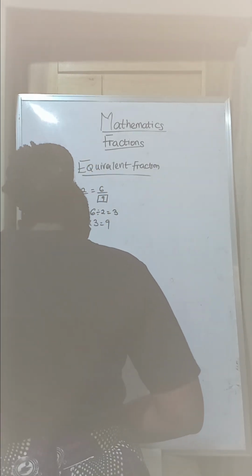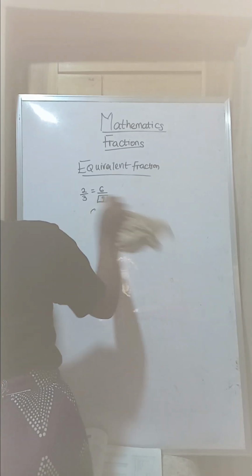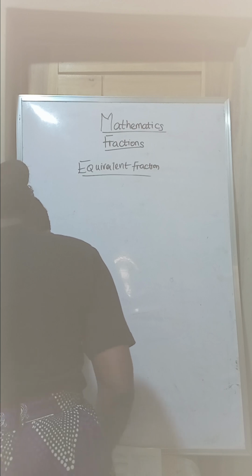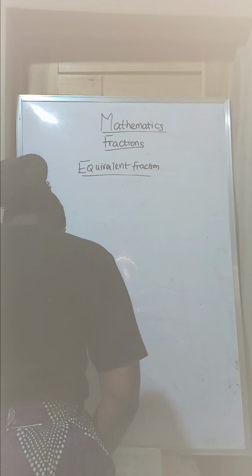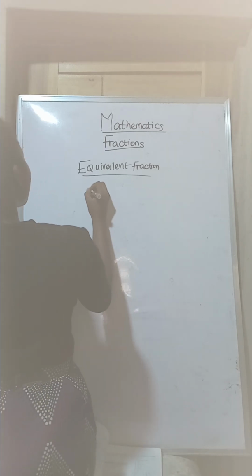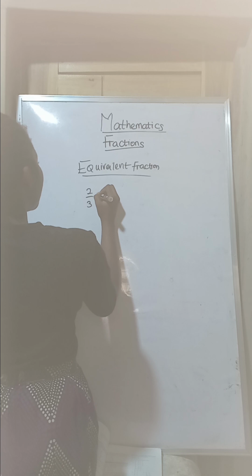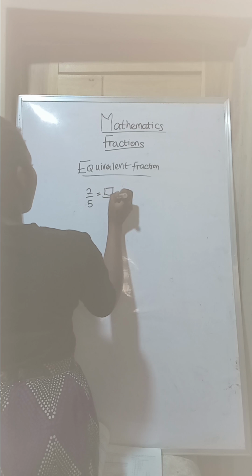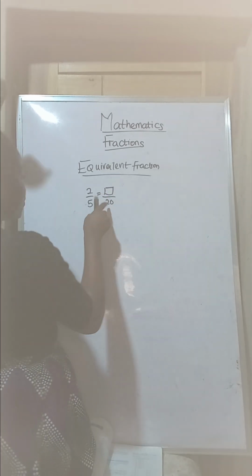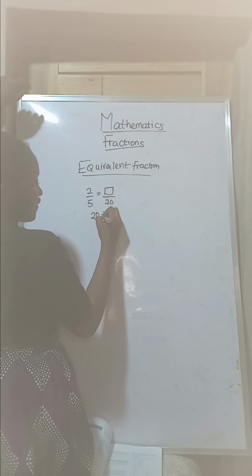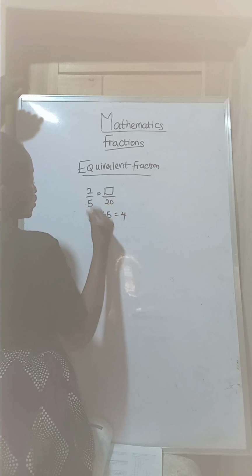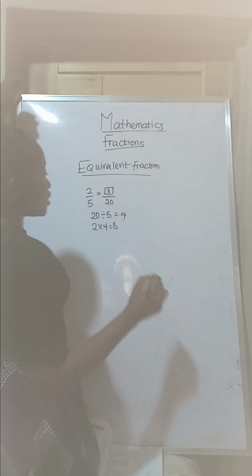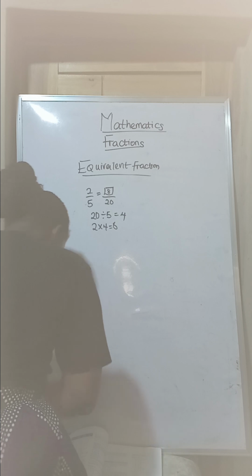I'll give another example. Now we have 2 over 5 is equal to something over 20. So what's the first thing you do? Divide the ones where the numbers are the same. That's 20 and 5. So 20 divided by 5 is what? 4. So now this 4 here, 2 times 4, that's what? 8. So here will be 8. Do you understand that?